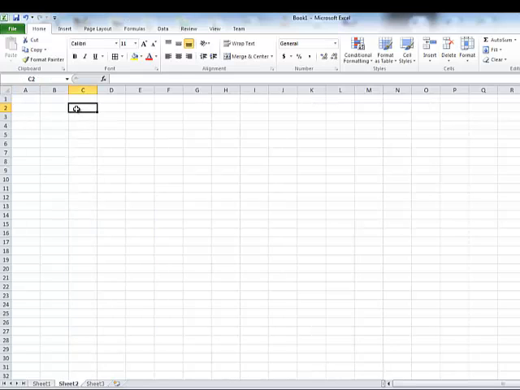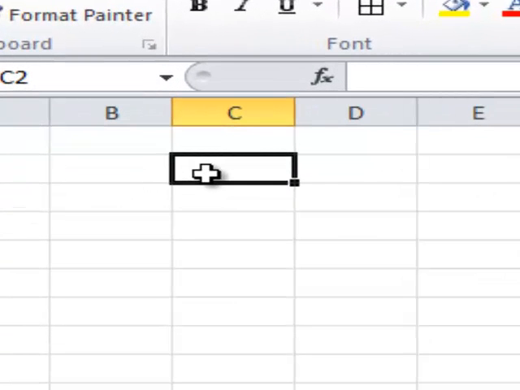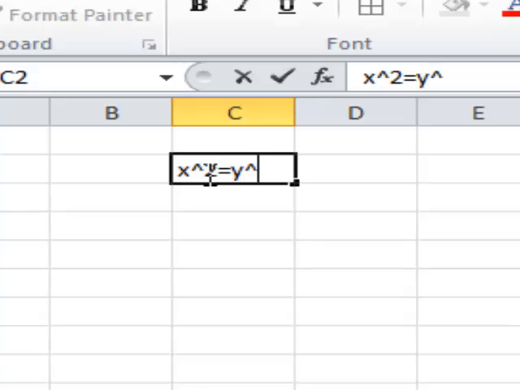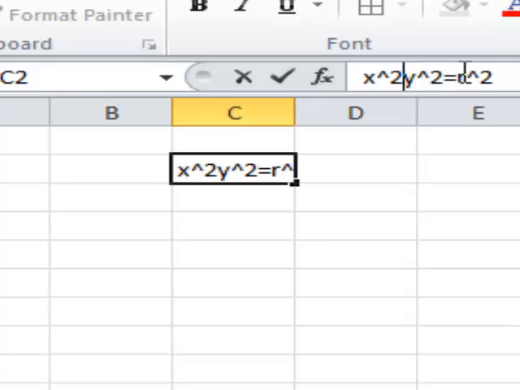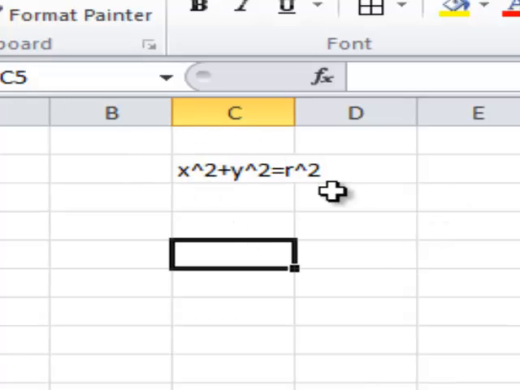First thing we need to know is our formula. So the formula is x squared plus y squared equals r squared. So that's our lovely little formula there. Just remember to put a plus. Now, how are we going to change this around a bit?